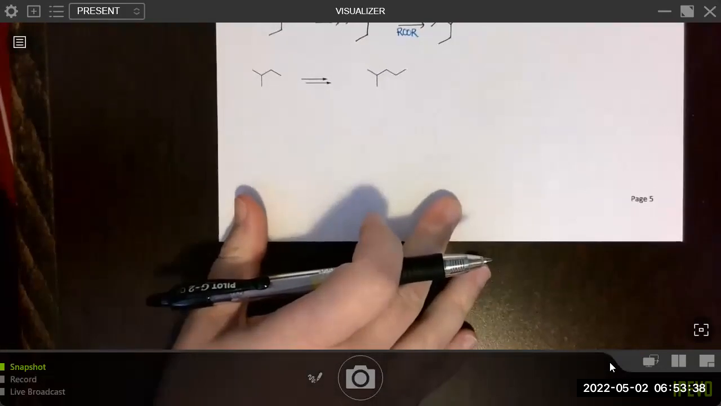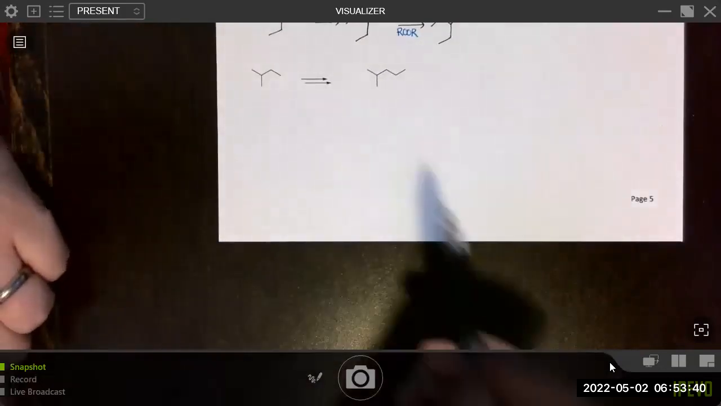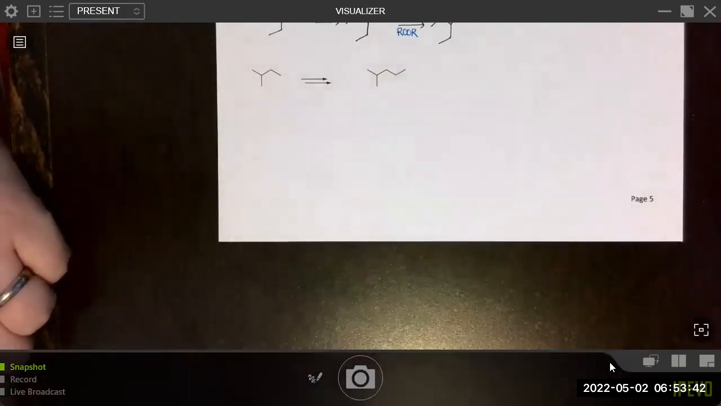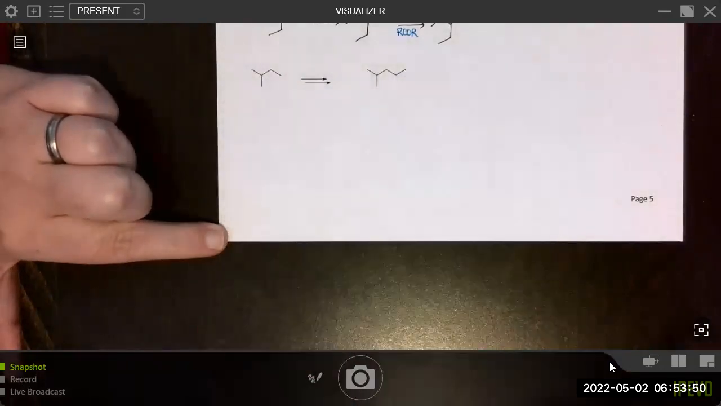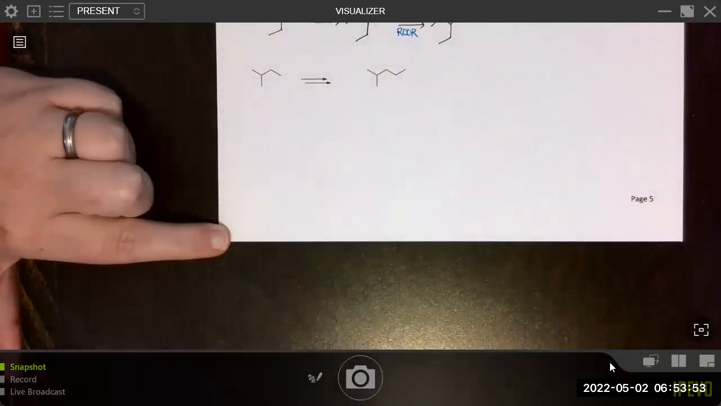Look at the next one. We're definitely changing the carbon skeleton. We're going from 5 carbons to 6, so we need to get a terminal alkyne. There's no fast way of just adding 1 carbon. Unfortunately, we have to work really hard to do that.